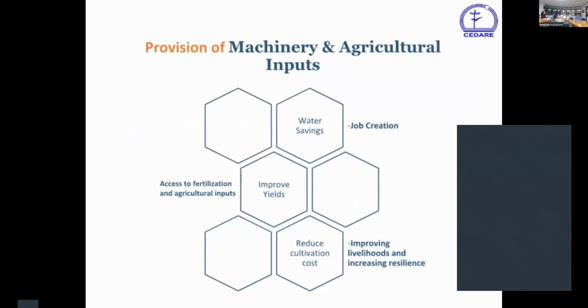The provision of machinery will help the farmers to be cooperative and be an active factor in reducing climate risks in the area. These types of machinery would have a vital role in water savings, crop yield improvement, reduction in cultivation cost, job creation, and improve overall livelihoods and resilience.